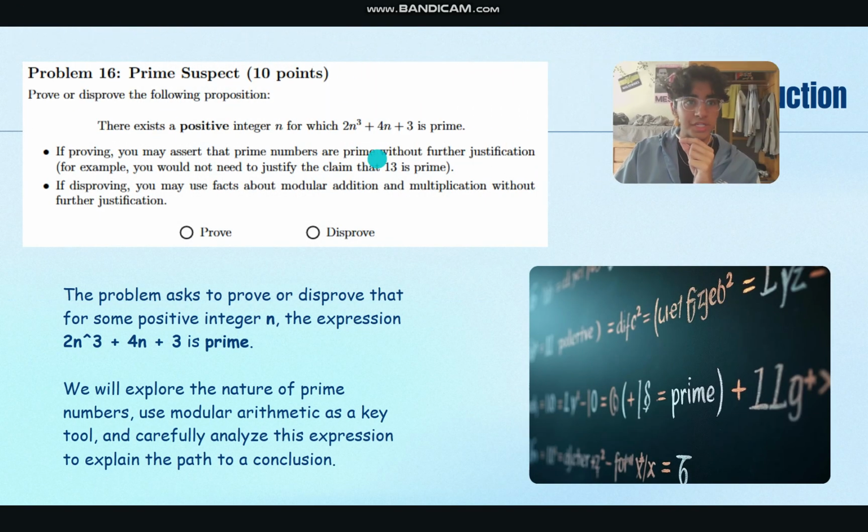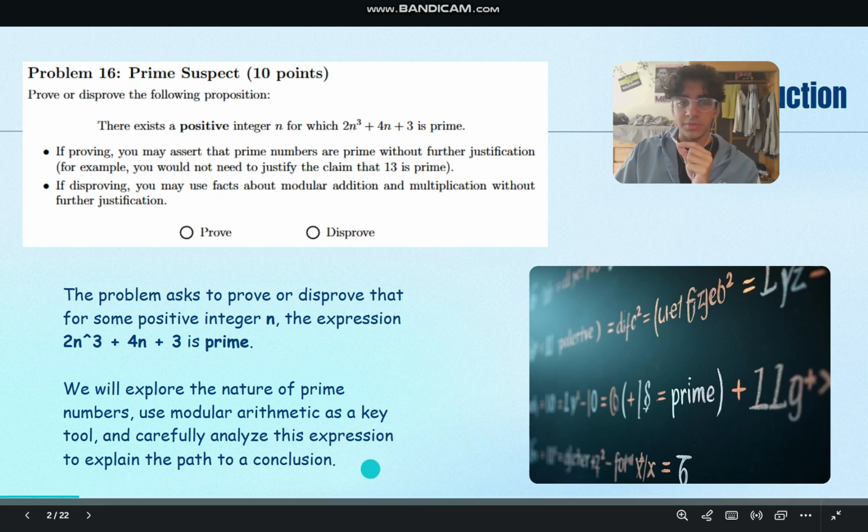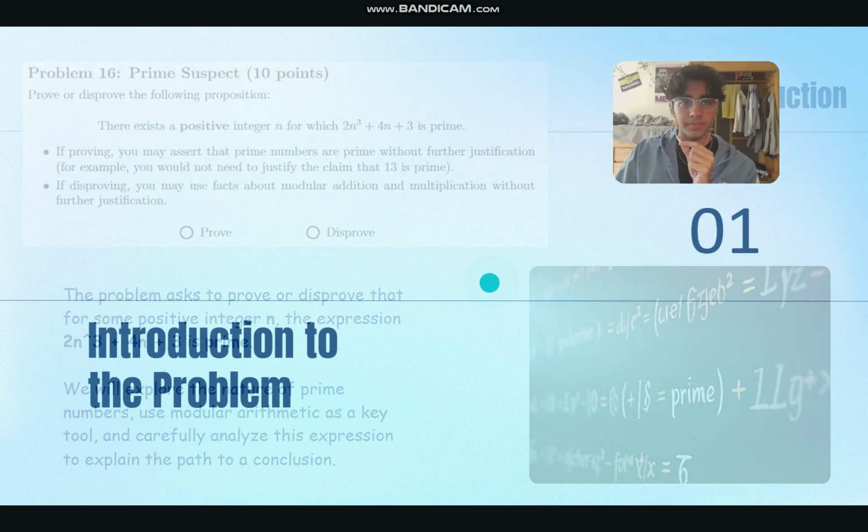Starting off with the proof that we're actually tackling, we're trying to prove or disprove the following proposition. That is, there exists a positive integer n for which 2n cubed plus 4n plus 3 is prime. We have some hints about how to prove and disprove, but just before we even start, we have to understand that the nature of prime, modular arithmetic, and some other tools that we have at our disposal are going to be important for tackling it.